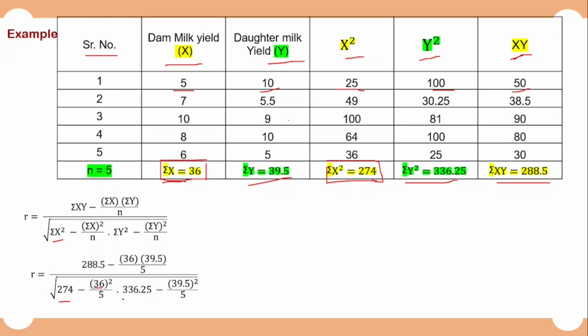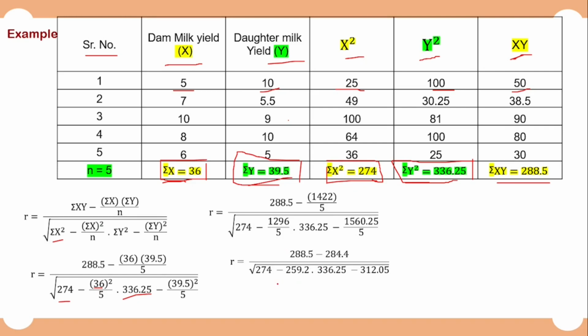Likewise, this 336.25 is the sum of y square, which I have taken from here. And this sum of y is actually the sum of each value within the y variable, that is written here. Sum of y is equal to 39.5. So in the next step after calculation you will get these results, and afterwards after solving this equation you will get r is equal to 4.5 divided by 18.93. After division the result of the correlation coefficient is 0.22. So our correlation coefficient value is 0.22.